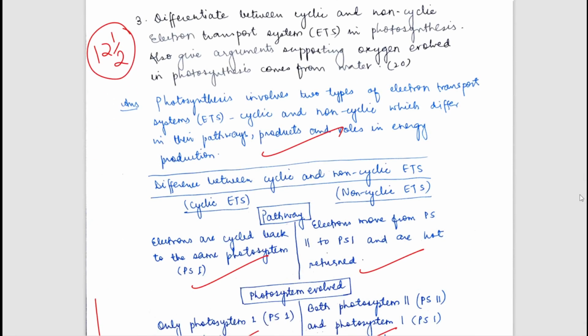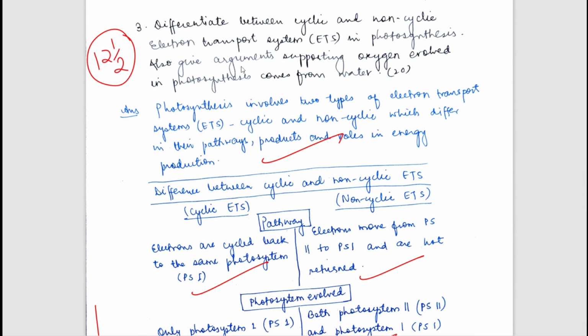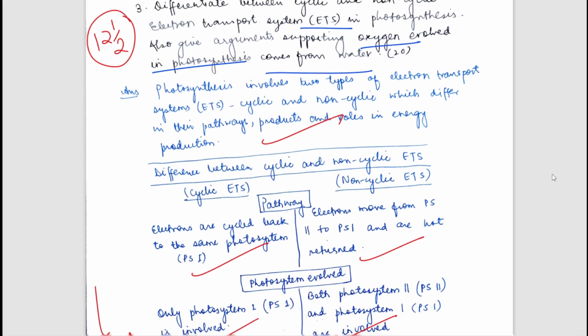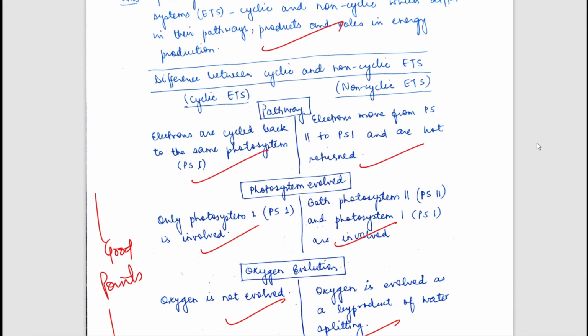The next question is: differentiate between cyclic and non-cyclic electron transport system, that is ETS, in photosynthesis. Also give arguments supporting that the oxygen involved in photosynthesis comes from water. Good question. So we will see the difference between cyclic and non-cyclic first.